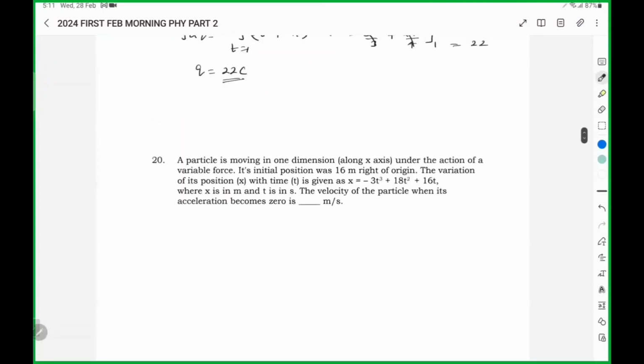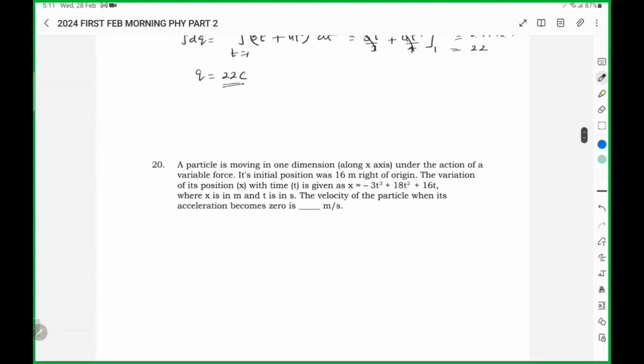A particle moving in one dimension under the action of variable force, it is initially at time 0, it is at a distance 16 meters. The variation is given minus 3t cube plus, so velocity will be dx by dt, 30, 60 plus 16.